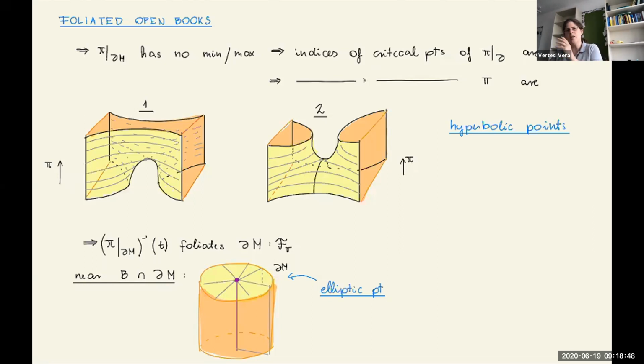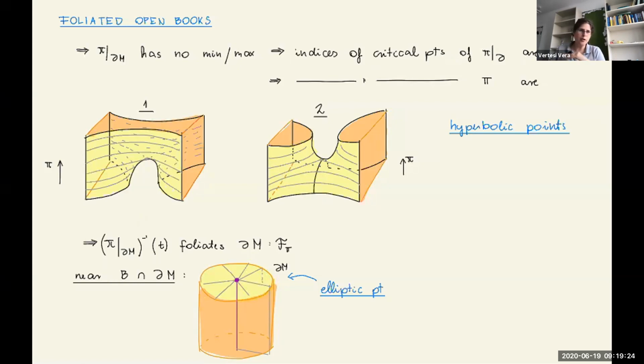And then this index 1 critical point, when you look at it in the whole manifold, has an extra dimension. It's either a descending or an ascending manifold. So it can be an index 1 critical point for the whole manifold, and it can be an index 2 critical point for the whole manifold. And here are the two cases you can have. So either everything else is going upwards afterwards, or there is an extra dimension which is going down. So these are the hyperbolic points.